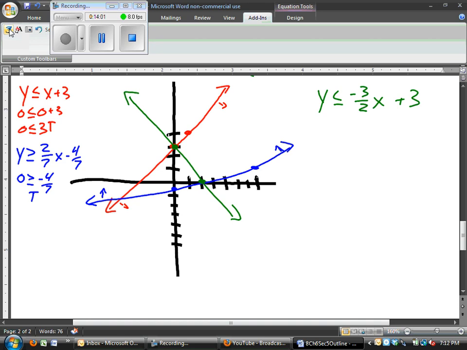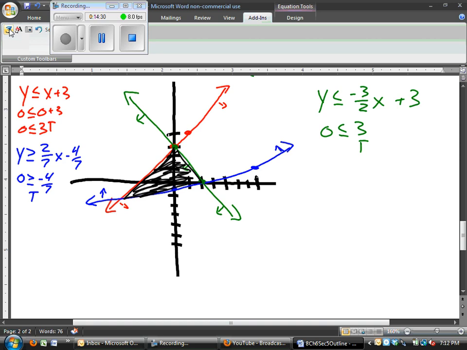And I got to rush here so I can make the time. I know this is long. Plug in 0, 0. I get 0 is less than 3, which is true. So I'm shading the 0, 0 side. And we can see we're in between the red and the blue lines. Red's going down, blue's going up. And we're to the left of the green line. So our shading goes right in here. Okay? Sorry I had to rush through that at the end there.